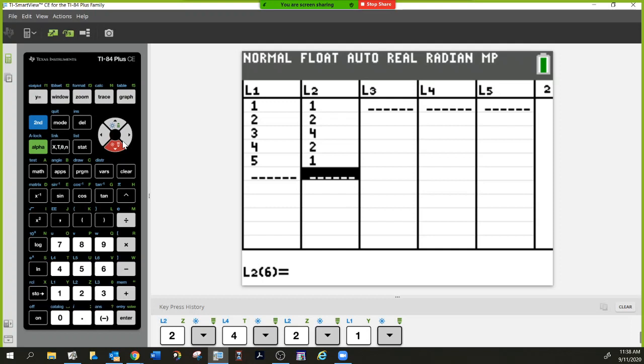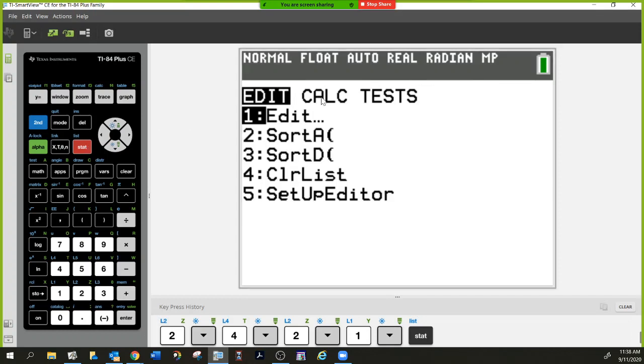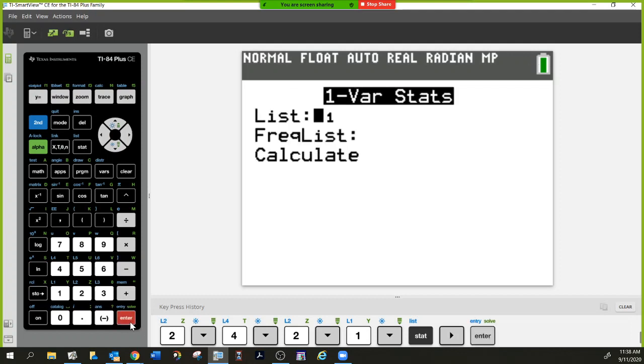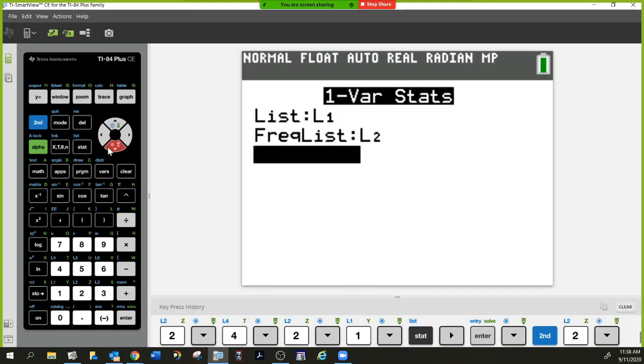We are asking our calculator to do some kind of statistics for us, right? So go to Stat, and then scroll over to Calc. This is one variable statistics, I believe. Bear with me, it's been a year. The list is L1. The frequency list is L2. If you don't have a frequency list, you would leave this blank. But we do. So we say second, L2 is my frequency list. And then we hit calculate.